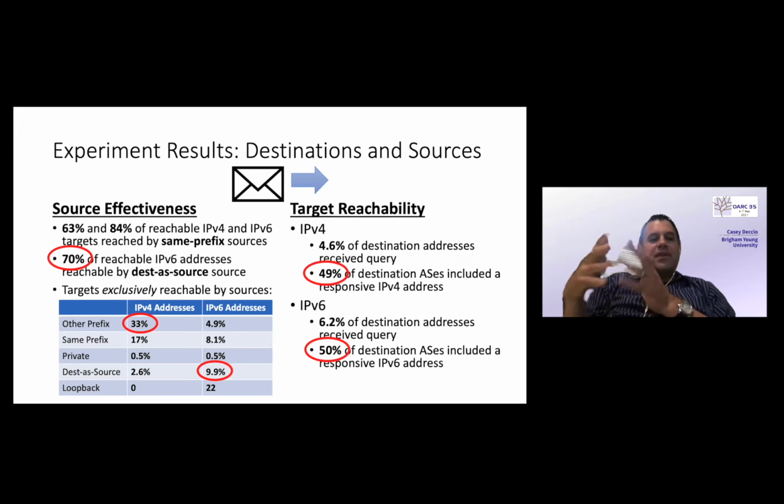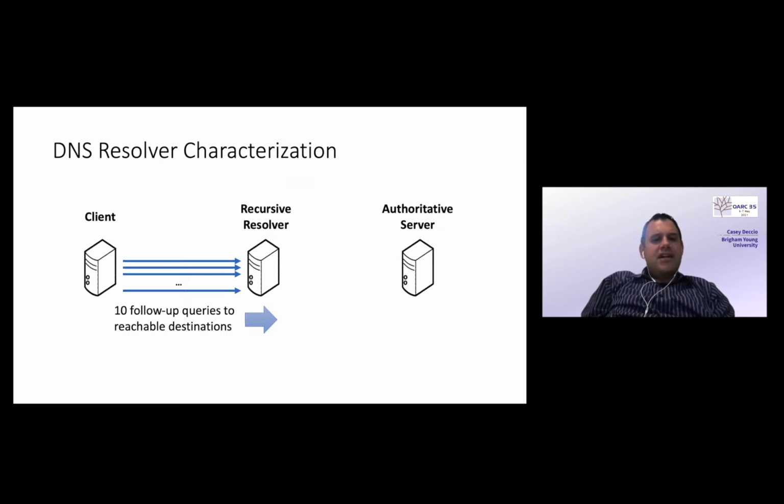It was just because somebody allowed something in from a loopback address. Okay, let's see, loopback address. There were 22 addresses that we found simply because we sent queries from the loopback address.